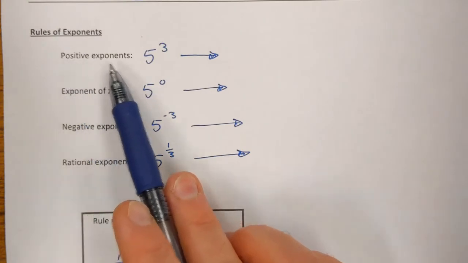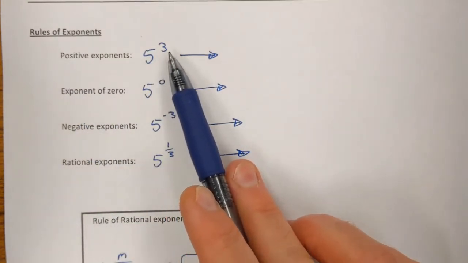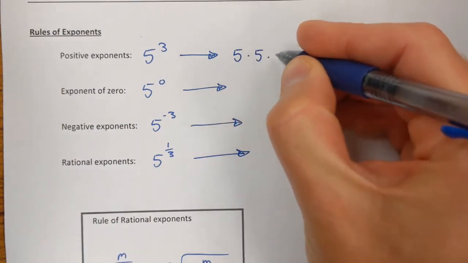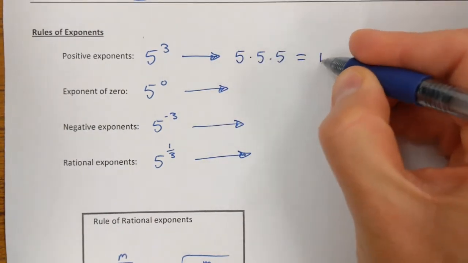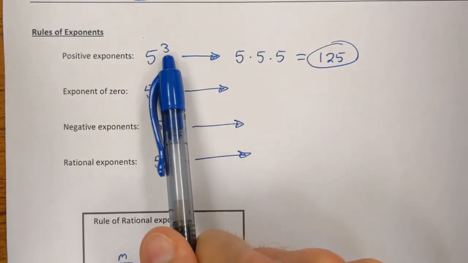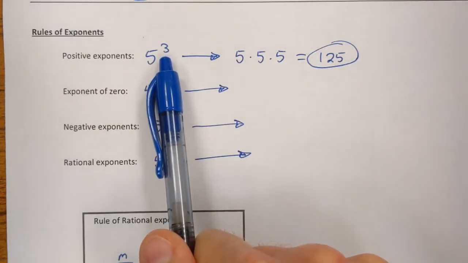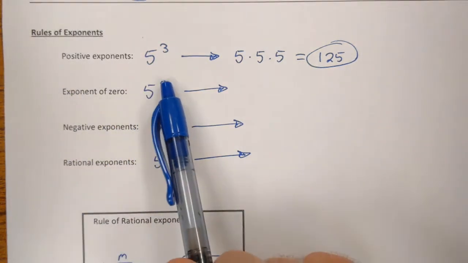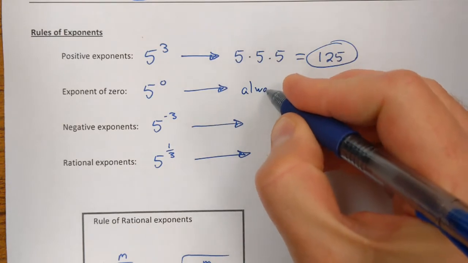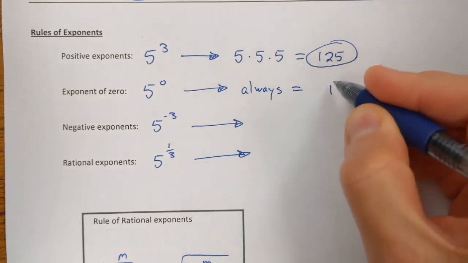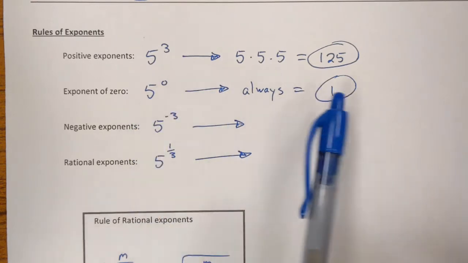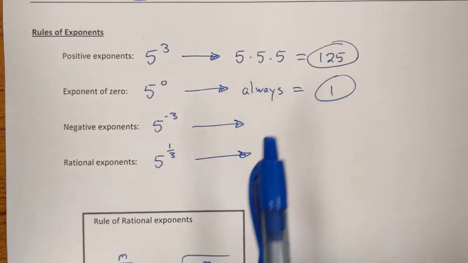But let's review. What happens if you have a positive exponent? What does 5 to the third actually mean? Well, remember, that means 5 times 5 times 5. That would give us an answer of 125. An exponent just tells us how many times to multiply a number by itself. Now, what would an exponent of 0 mean? An exponent of 0 always equals 1, no matter what. No matter what your base number is, if you take it to the 0 power, the answer is always 1.